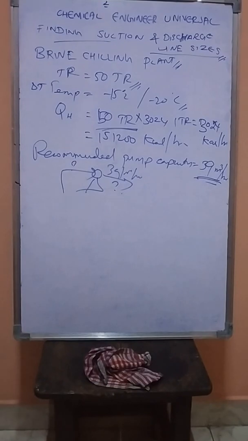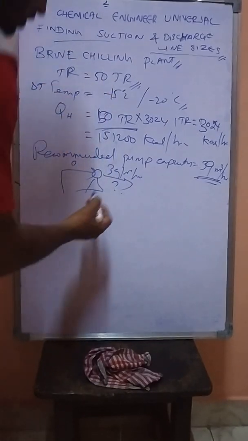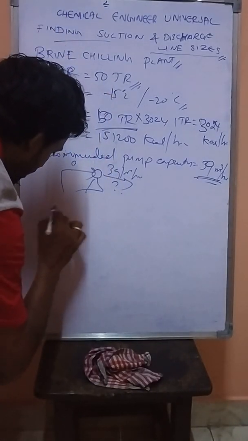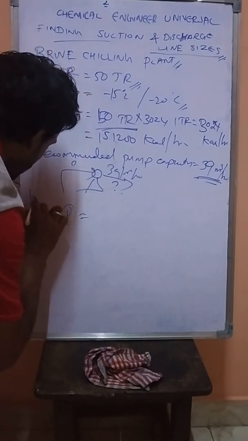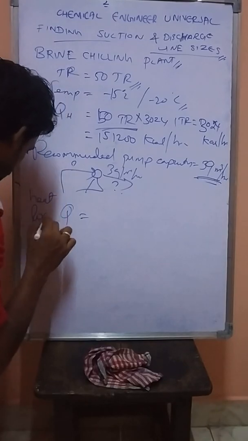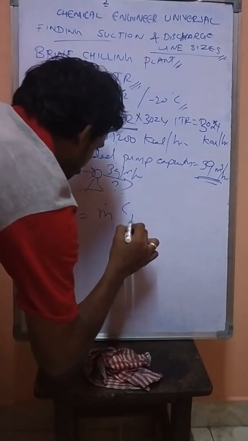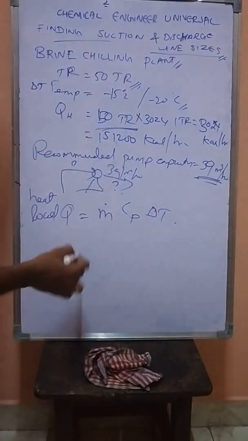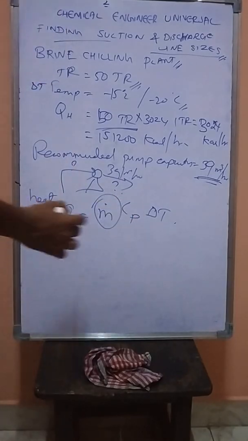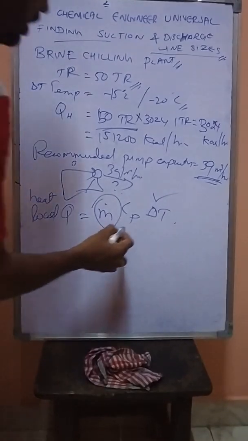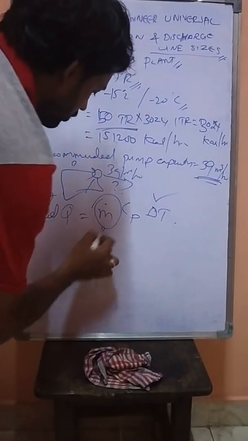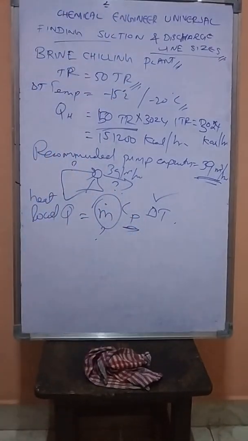So from this given data, you have to know the mass flow rate. So you can take Q is equal to heat load. From this, you can calculate the mass flow rate. For this, you have delta T and you have Q, and you have to find out the mass flow rate, but we have to know the specific heat also.